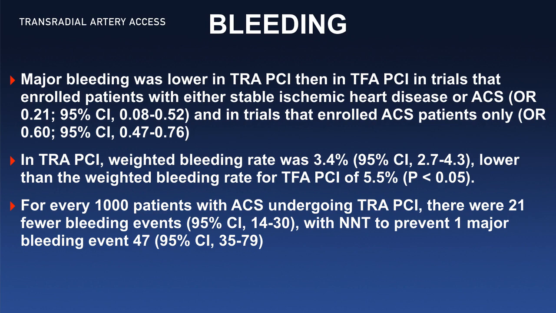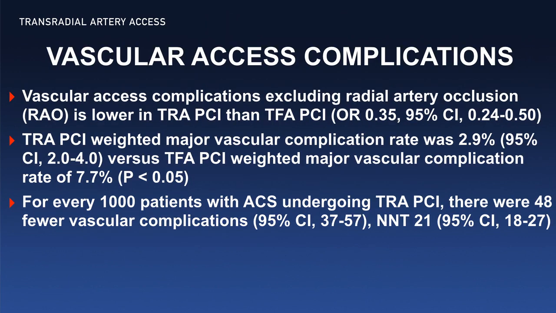If we shift to vascular access complications, not just bleeding, again, we see lower access complications from the radial approach compared to femoral. If we weight the major vascular complication rate in radial PCI, it's just under 3% compared to the femoral approach for PCI, where it's 7.7%. So for every 1,000 patients with unstable symptoms who are hospitalized, a radial intervention leads to 48 fewer vascular complications. The number needed to treat to prevent one vascular complication is 21 patients.